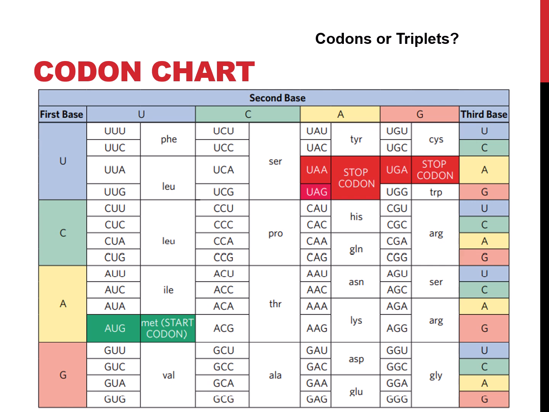All right, here we have a representation of a codon chart. So the first thing to note is in the top right, it's got codons or triplets. Why is this not a triplet chart? I'll give you a second to figure this one out.